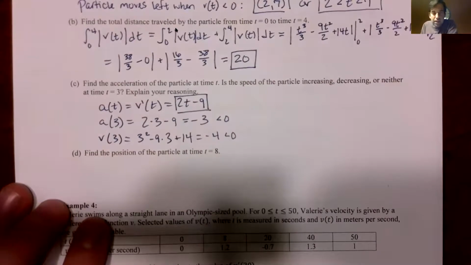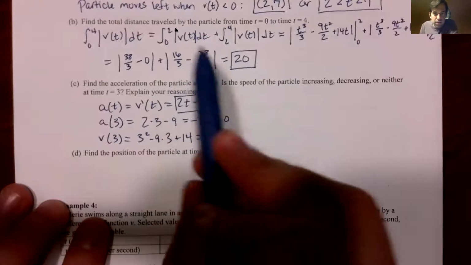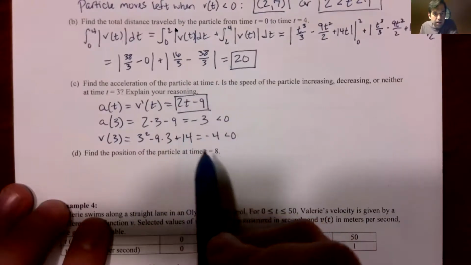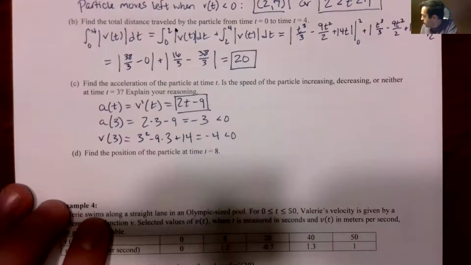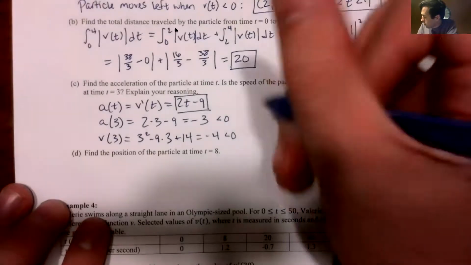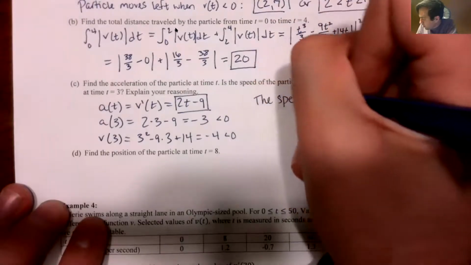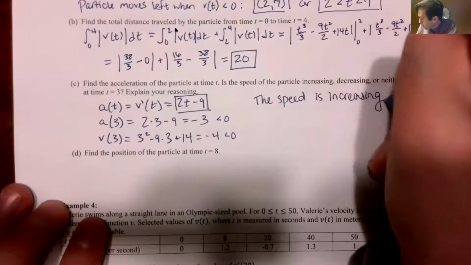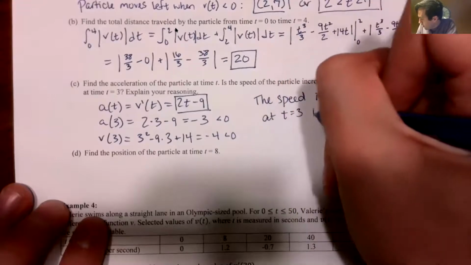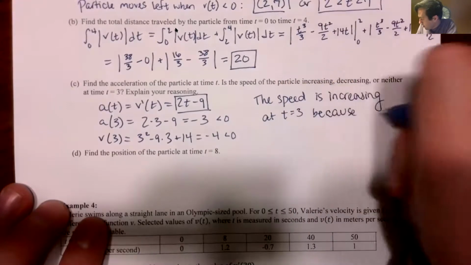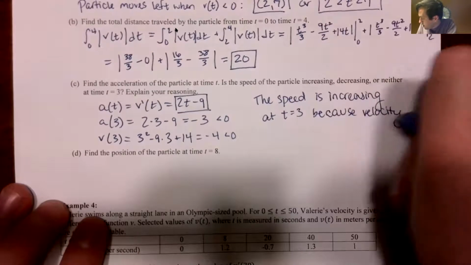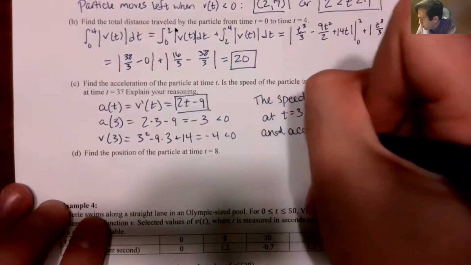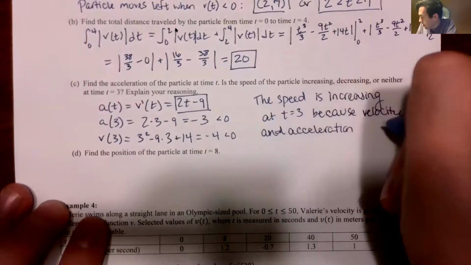So if you're tracking with us here, we want to know if we're speeding up or slowing down. So if the speed is increasing, decreasing, or neither, the signs match. The signs are the same. So that means that we are increasing in speed or speeding up. So I would write the speed is increasing at t equals 3 because velocity and acceleration have the same sign.